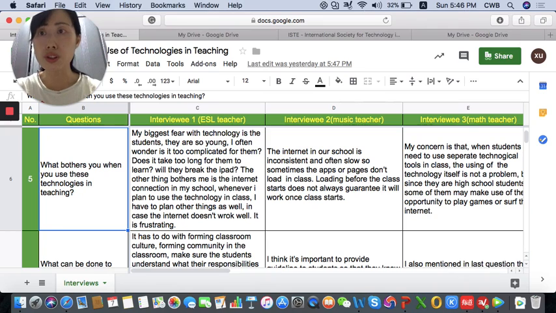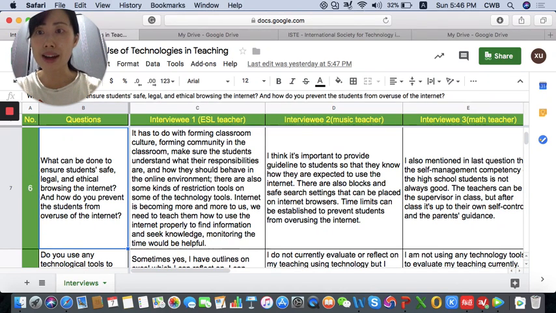And then for the older students, how can we ensure their safe browsing of the internet, and how can we prevent them from overuse of the internet? Also are big problems. This is also precisely asked in my 6th question. Then we all agree that blocks and safe search settings should be placed on internet browsers. Time limits should be established by teachers, parents, and together with the students, because mutual understanding is the foundation of a very good teacher-student relationship, and it's also the foundation of good parenting.